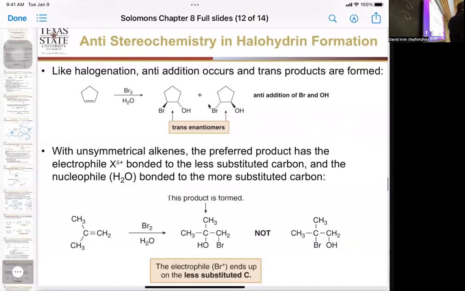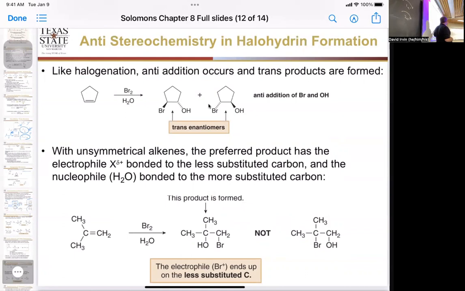So let's look at the stereochemistry. It's always anti-addition. Why? We're blocking the top with the bromonium or the chloronium. So it's always going to be an anti-addition. You're always going to have trans isomers or the like. And in addition to that, your OH group is always going to substitute on the more substituted side. Write that down. This is important.